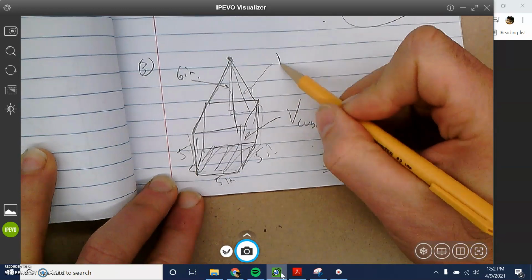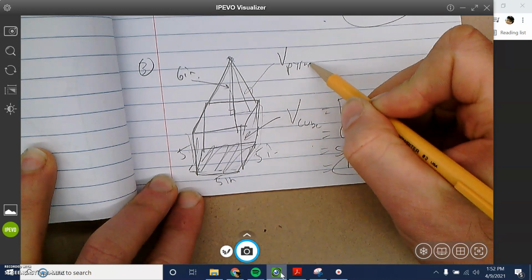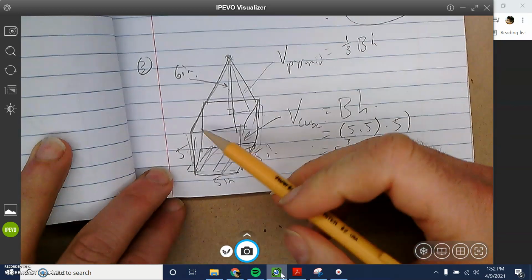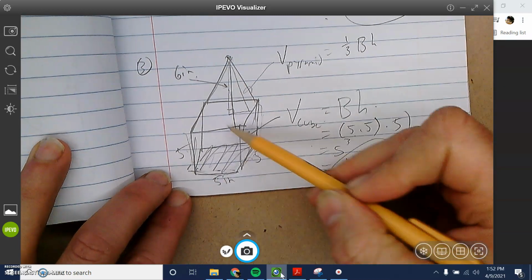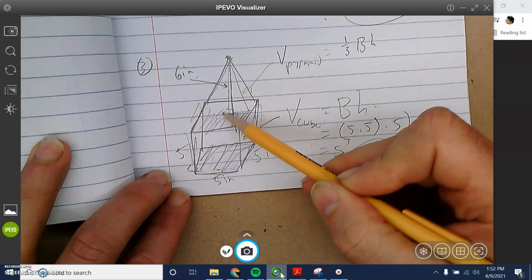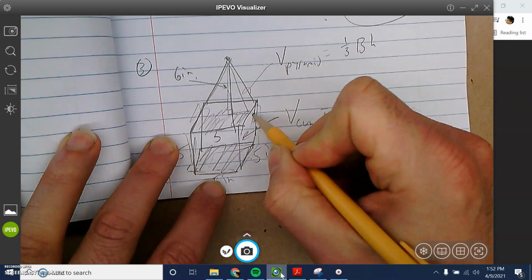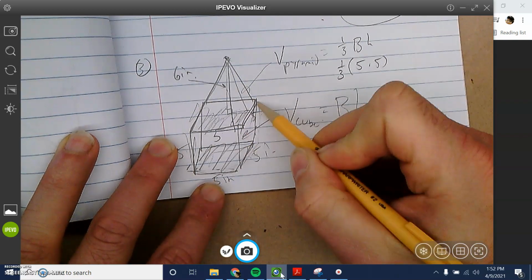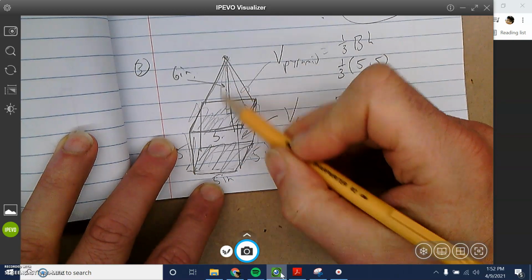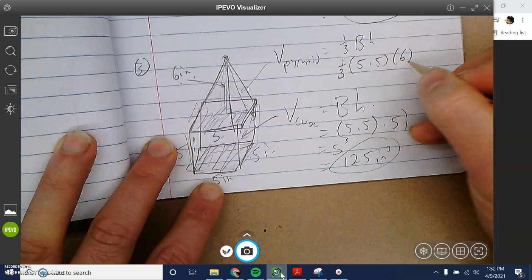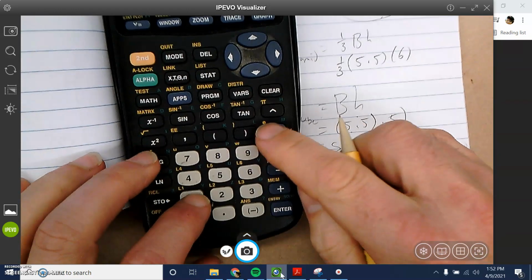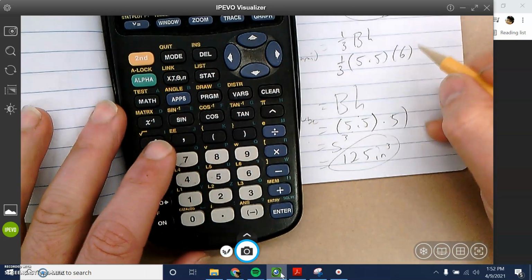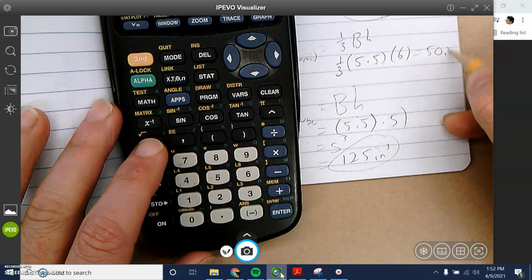Now you need to find the volume of the pyramid, which is 1/3 area of the base times the height. Okay, so here's the base. Ooh, if that's 5 times 5, it's a cube. This is also the base. That's also 5 times 5. So it's 1/3, 5 times 5. There's another square pyramid right here. 5 times 5. And the height is right here, which is 6. So 1/3 times 5 times 5 times 6 is 50 inches cubed.